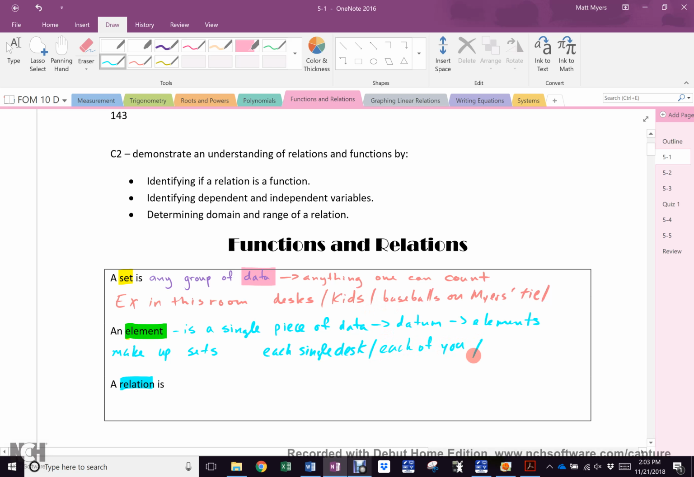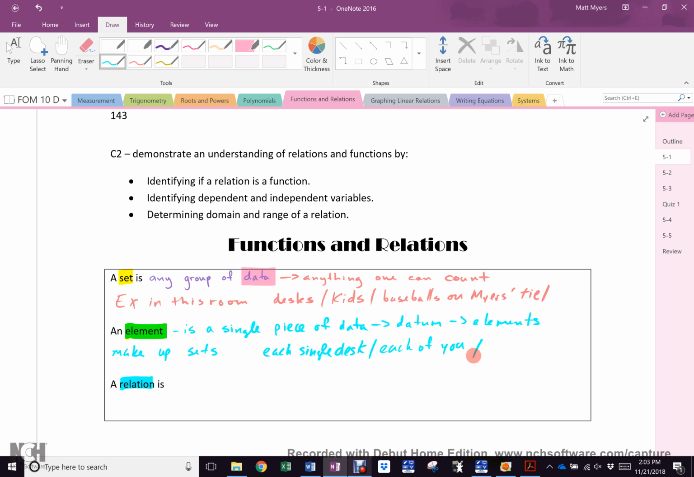Baseballs on the tie. Each baseball is one element. How many elements make up the set of adults in this room? One. What happens if Mr. DeVries walks in? How many elements are in that set? Two.